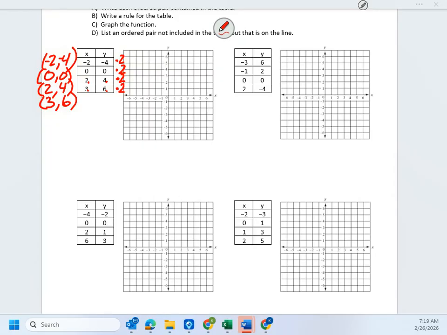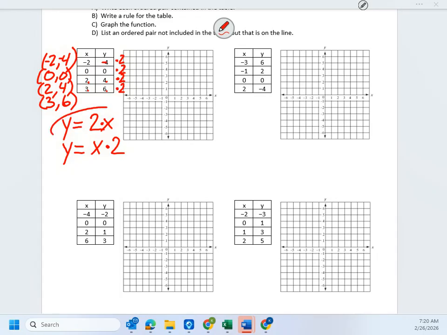A negative times a positive gives me a negative 4. So that works. So that tells me that my rule is y equals 2x, because I know 2 next to the x means multiply. If you wrote it as y equals x times 2, they mean the same thing. Remember, we can reverse when we multiply. 2 times x, x times 2, I would accept either way.